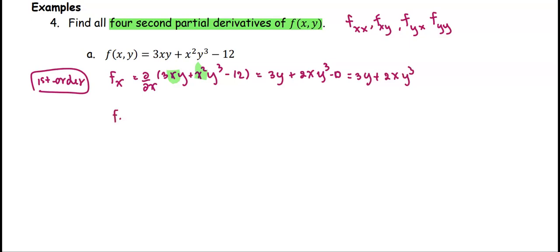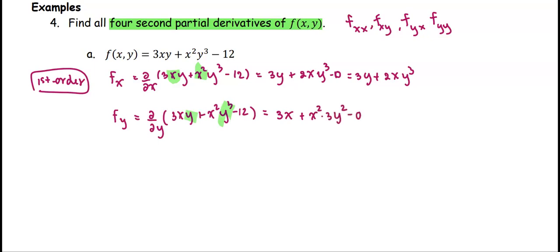And then the partial derivative with respect to y of 3xy plus x to the second, y to the third minus 12. We're going to treat y as the variable. The rest is going to be the constant term. The first term is going to be 3 times x. The second term is going to be x to the second times 3y to the second, and then minus 0. Or simplify to be 3x plus 3 times x squared y squared. Now the second order.